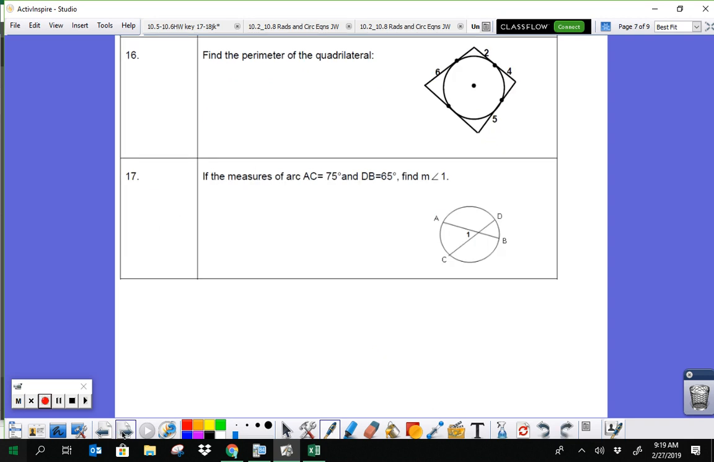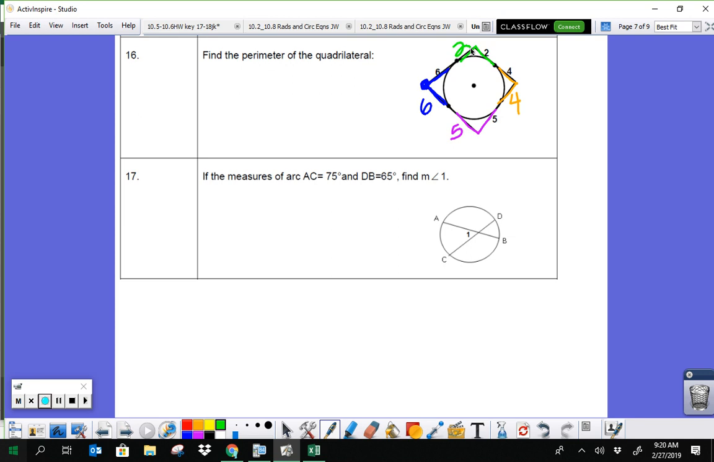Number 16, find the perimeter of the quadrilateral. So what we have here are a bunch of tangent lines. When you have 2 tangent lines meet up at the same point outside your circle, those segments are going to be congruent. So if that little piece is 6, so is that little piece. Okay, if this little piece is 5, so is that little piece. And then here, if that side's 4, then that side's 4. And up at the top, if that side's 2, then that side's 2. And we're just going to add all those up.